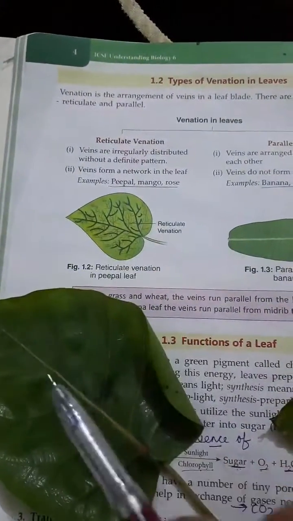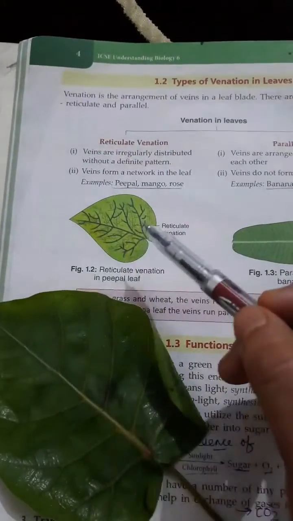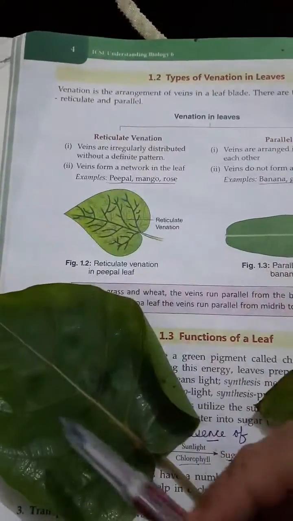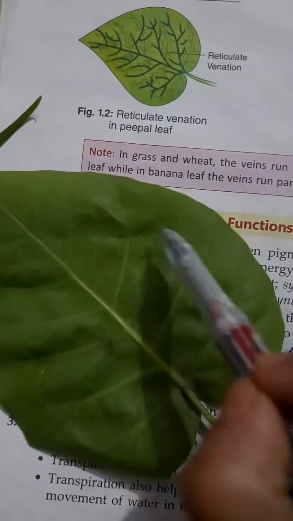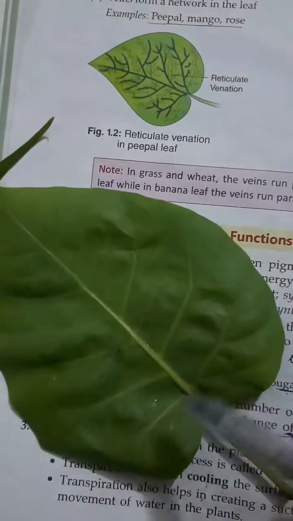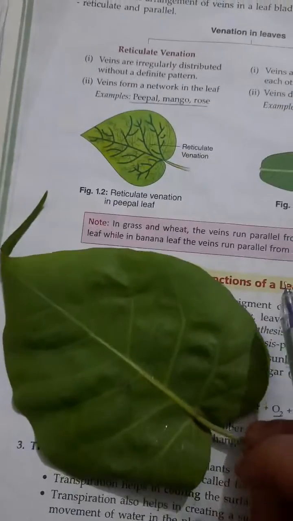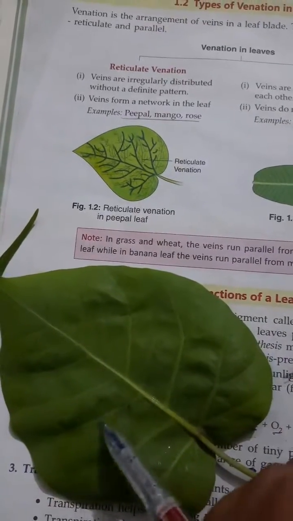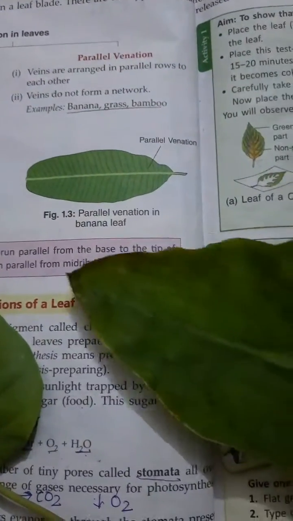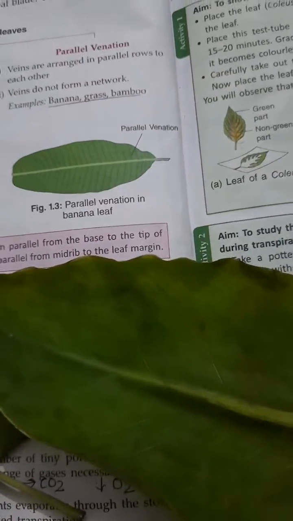I am going to show you the paper leaf. Already it is given in your book also, so you can see. If you turn the leaf, you can easily find out the veins are irregularly scattered around the lamina. So this type of venation is known as the reticulate venation. Now please come to the next leaf, that is the banana leaf. Here you can see the veins are arranged in a parallel manner. If you can see, it is very prominent. You can see the veins are in a parallel manner. That is why it is known as the parallel venation.